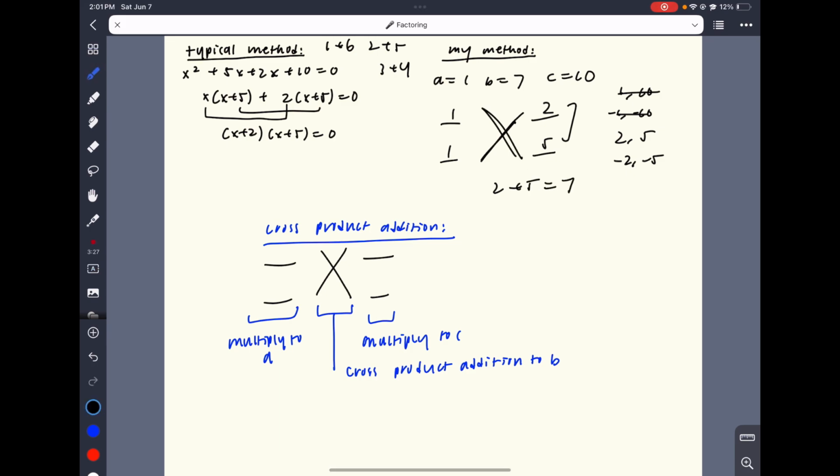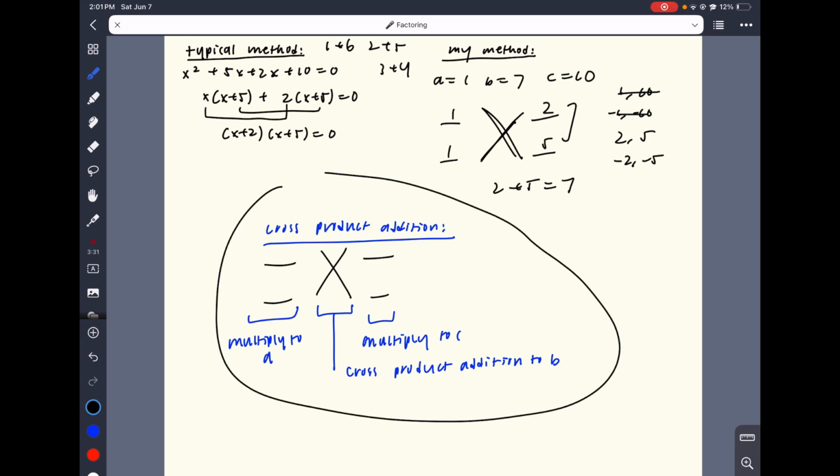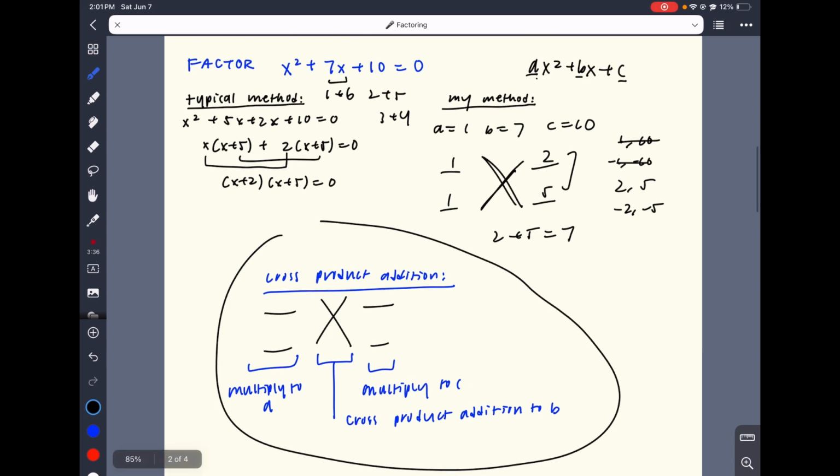And so this is a very generic form of cross product addition. We want our left side to multiply to a, as remember the form here. We want the right side to multiply to c in our form here. And then we want the cross product multiplication, so adding these cross multiplications as we did here, to equal b. So let's try this method on another problem.